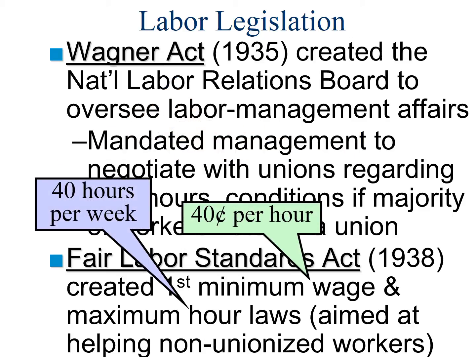Now, the maximum work week was 40 hours. You did get 40 cents per hour. That has increased, obviously, over the years. However, 40 hours is still considered full time to guarantee different government policies. For example, you need to work 40 hours to be able to get health benefits, which is why a lot of businesses really hire only part-time workers now, just to try to avoid some of those costs.